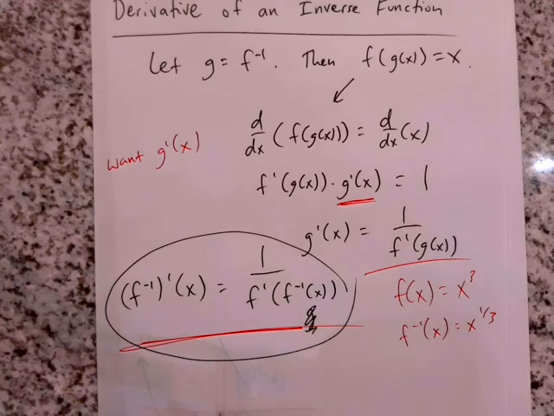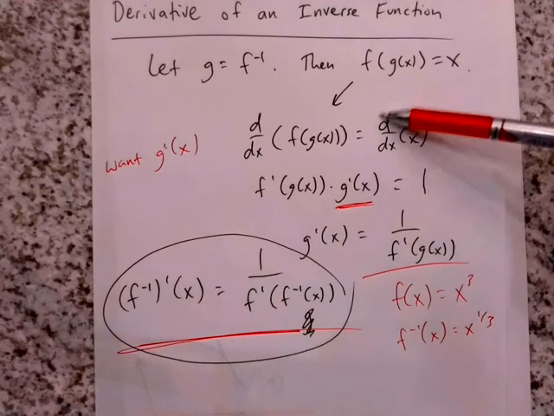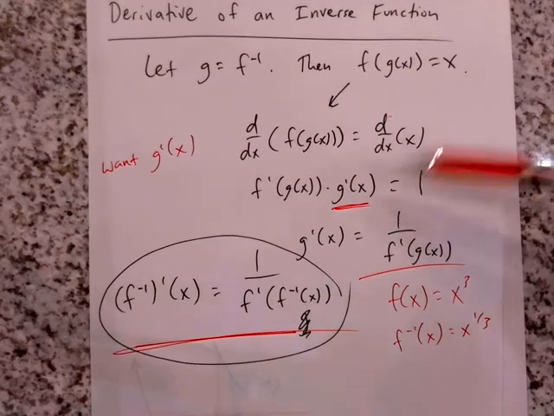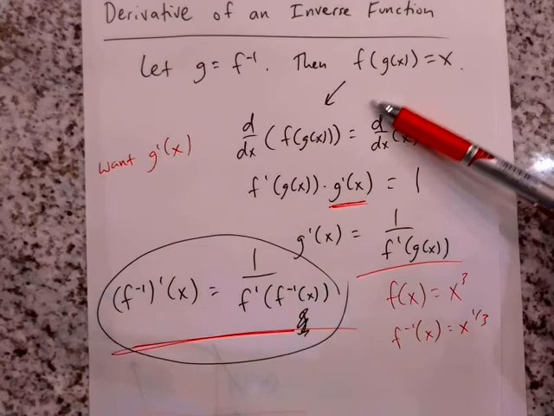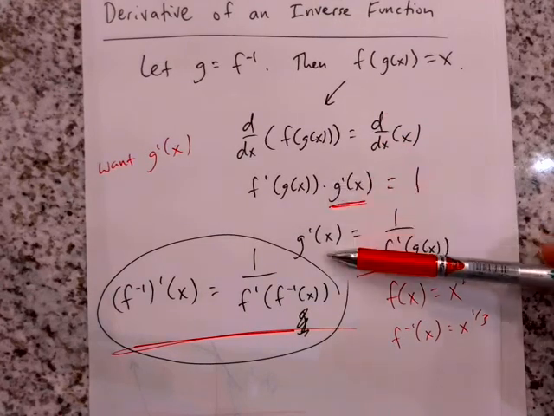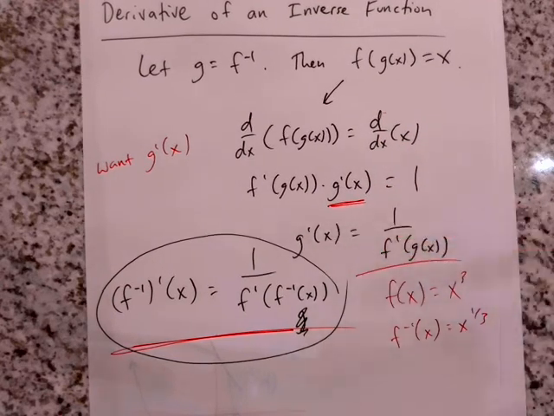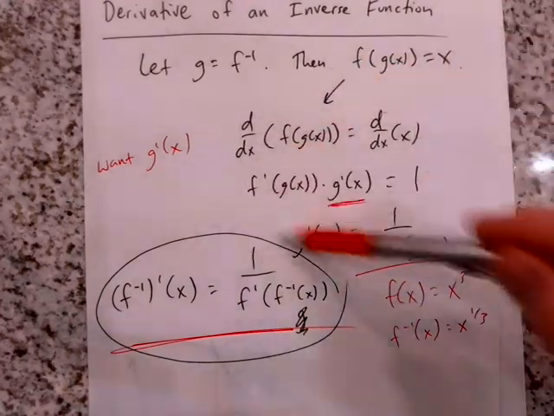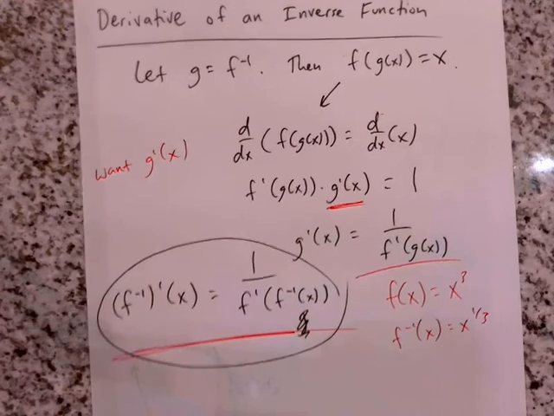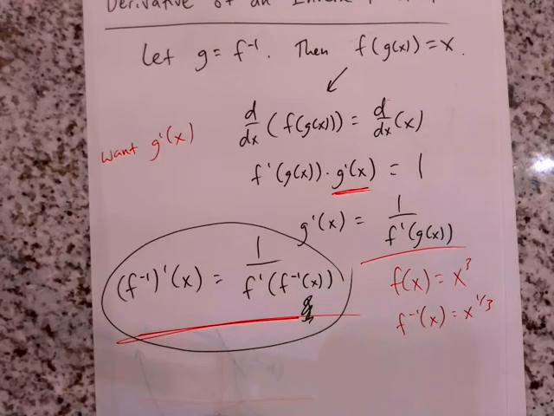Instead, if I absolutely had to use this for an exam or something, I would just do this derivation every single time. I would just start with this, knowing that I want the derivative of g of x, differentiate both sides, solve for g prime. That is the derivative of the inverse function. It's much easier to do this than it is for me to memorize that. But a lot of times you don't have to memorize anything.